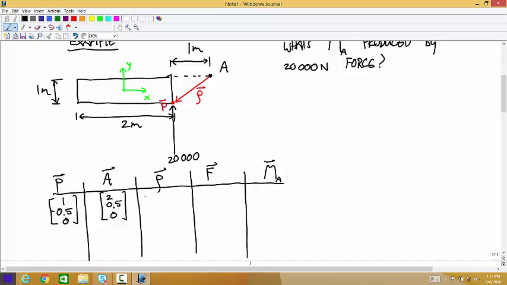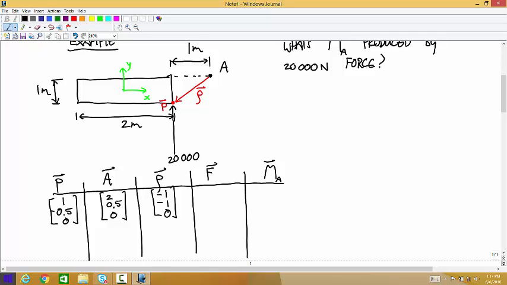Okay, so now to get the r vector, it's just p minus a. So the p vector minus the a vector is negative 1, 0. And you can see, just eyeballing it, it makes sense that this red vector is this.